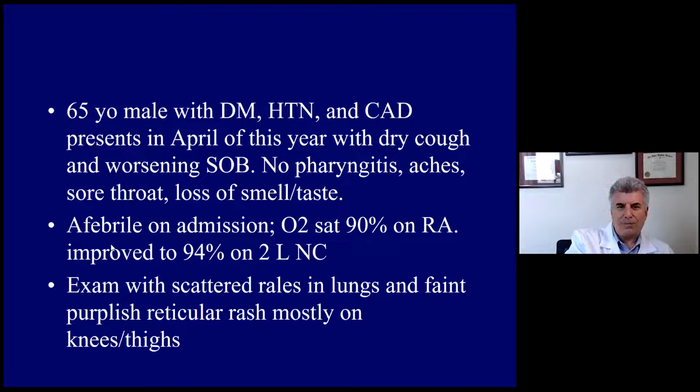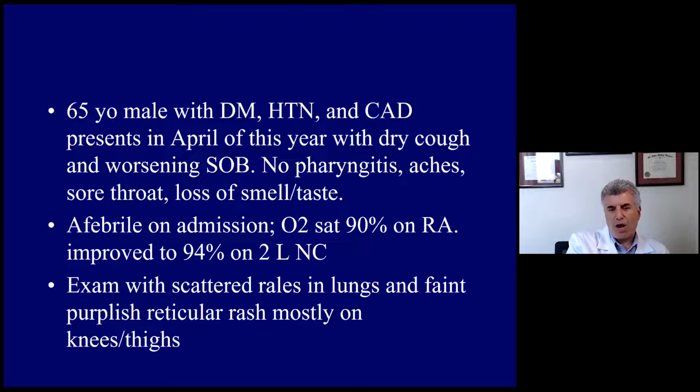Last case. This is a 65-year-old male with diabetes, hypertension, and coronary artery disease. He presents in April of this year, 2020, with a dry cough and worsening shortness of breath. No pharyngitis, aches, sore throat, or loss of smell or taste. He was afebrile on admission. His O2 sat was 90% on room air, so that was low. It improved to 94% on 2 liters by nasal cannula.